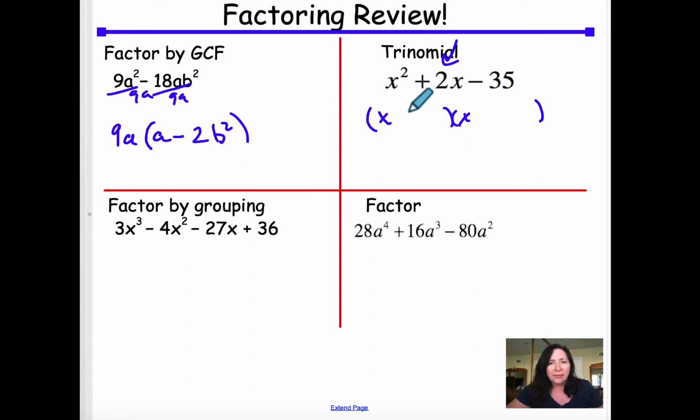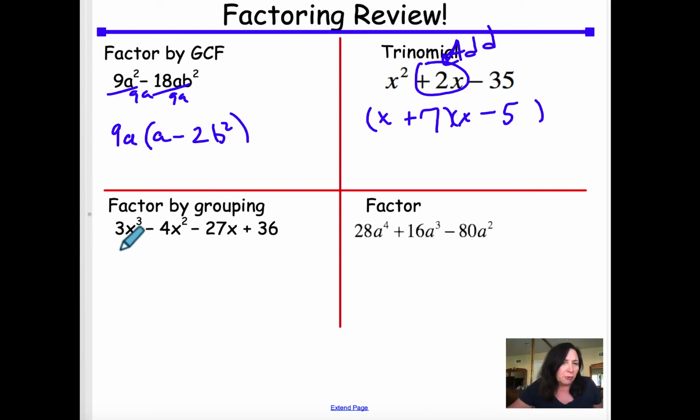If there's one negative sign, you're going to have a plus and a minus. Because this is positive 2 and my values have to add up to be this middle term, my 5 is going to be negative and my 7 is going to be positive, and then you're done.